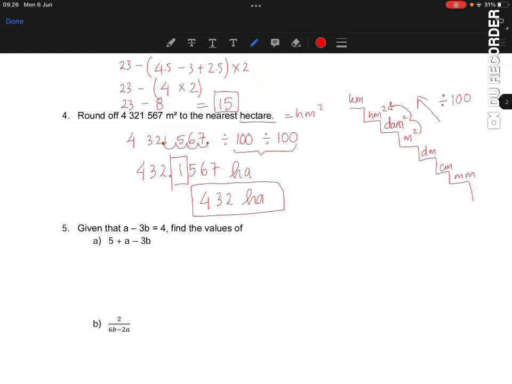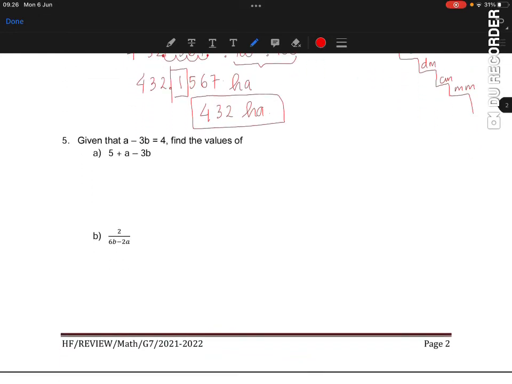Move on to number 5. Given that a minus 3b equals to 4, find the value of a. We have 5 plus a minus 3b. Look, guys, we have exactly the same a minus 3b. So we only need to substitute a minus 3b as a 4.